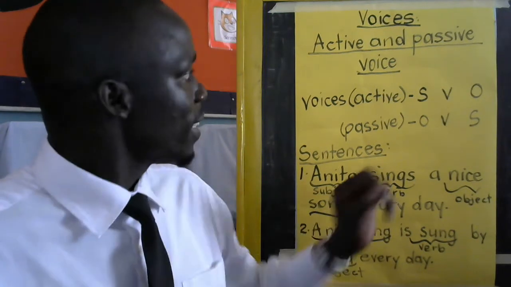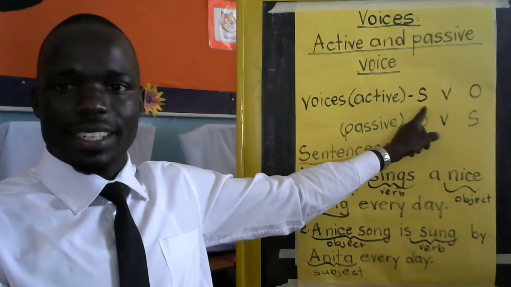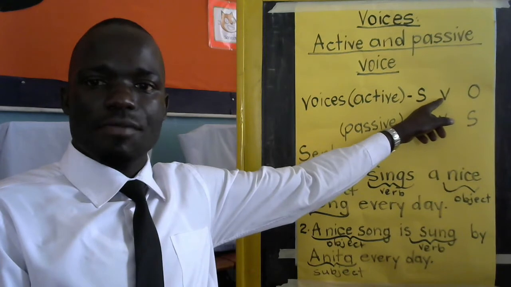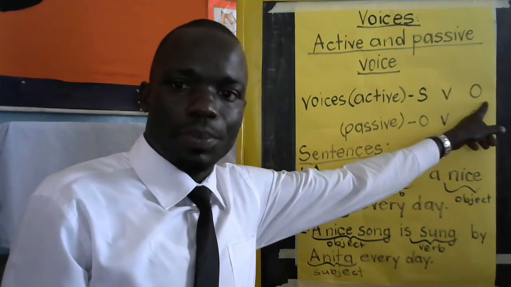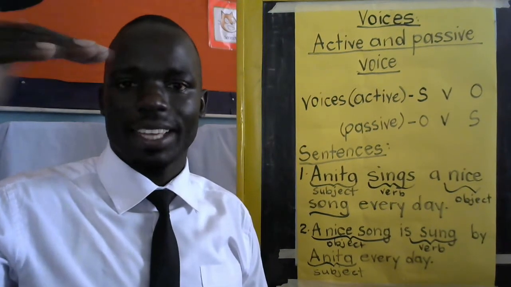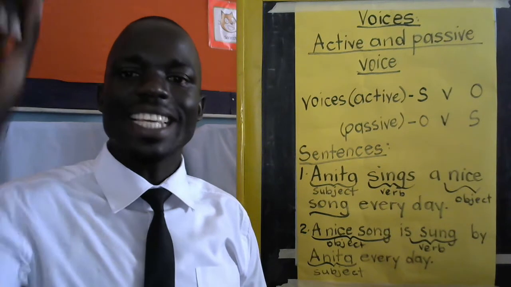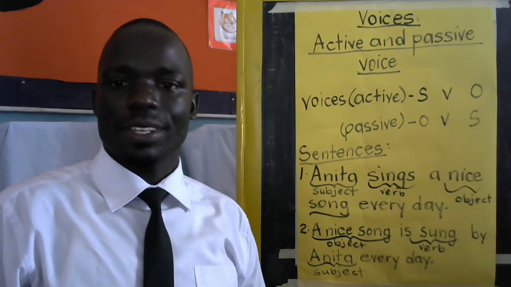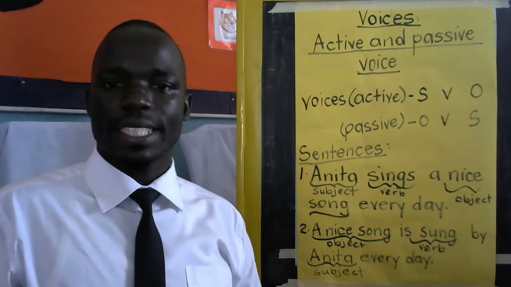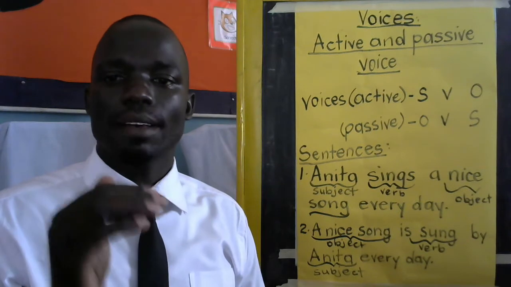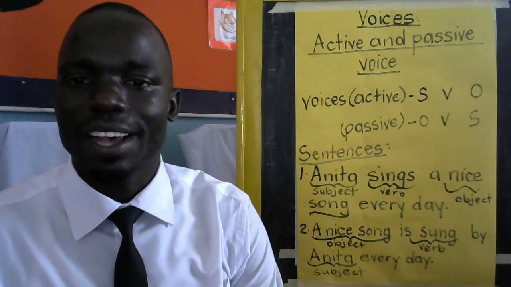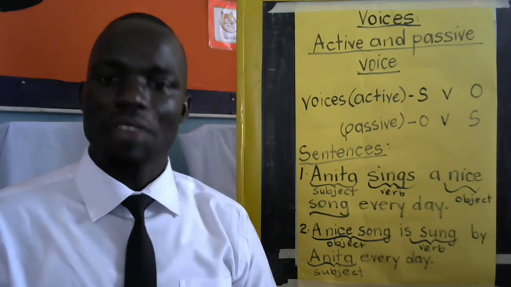That's why you can see those letters. We have S. Letter S represents subject. We have V that represents verb. And O represents object. So when you bring that order in a sentence, you come up with a sentence in the active voice. I am going to read for you one sentence: Anita sings a nice song every day. I repeat, Anita sings a nice song every day.